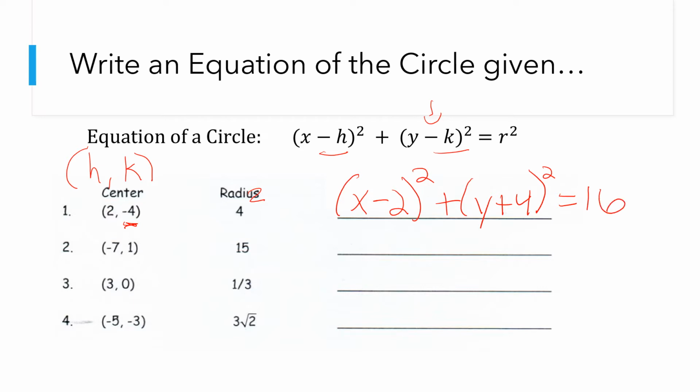For the second one, go ahead and do that one. For that one, it'll be x plus 7 squared plus, and it's always plus in the middle, and it's going to be y minus 1 squared equals, and 15 squared is 225.